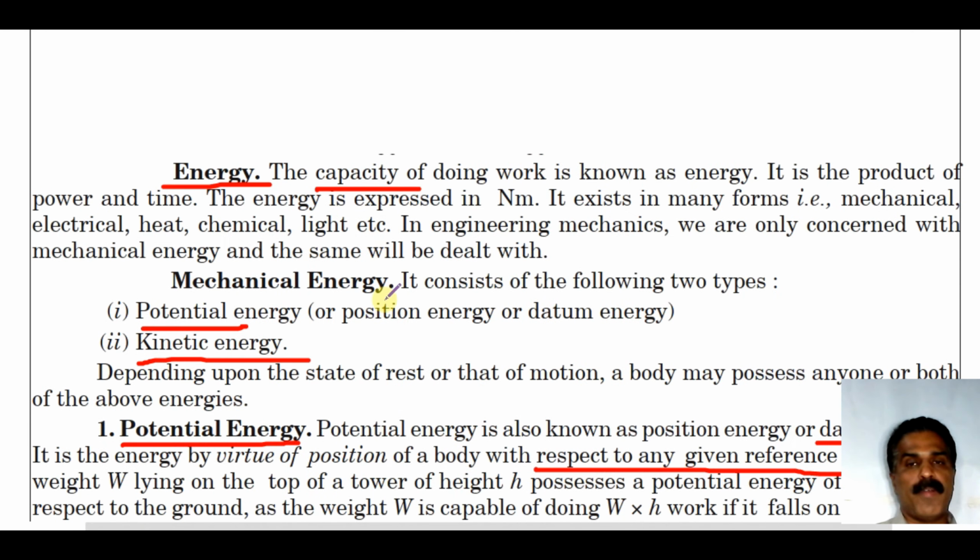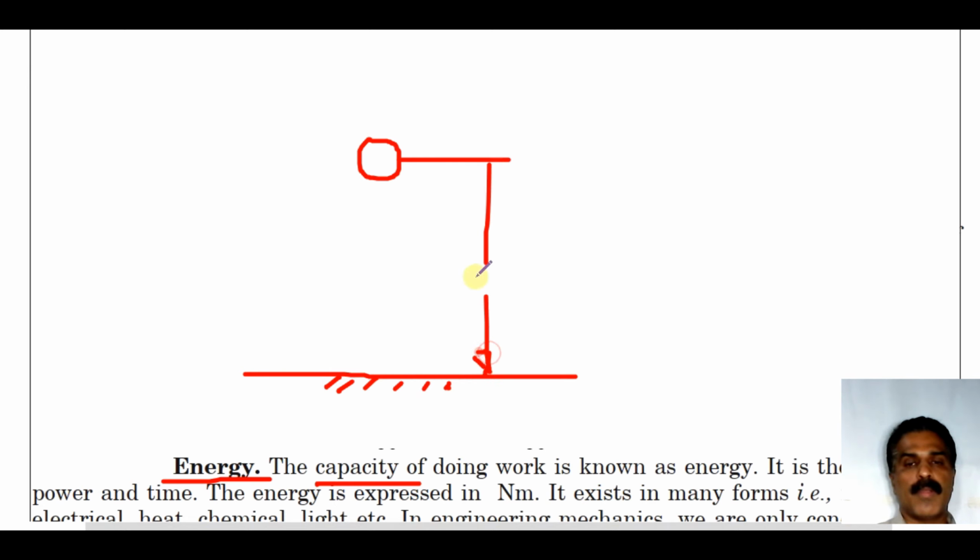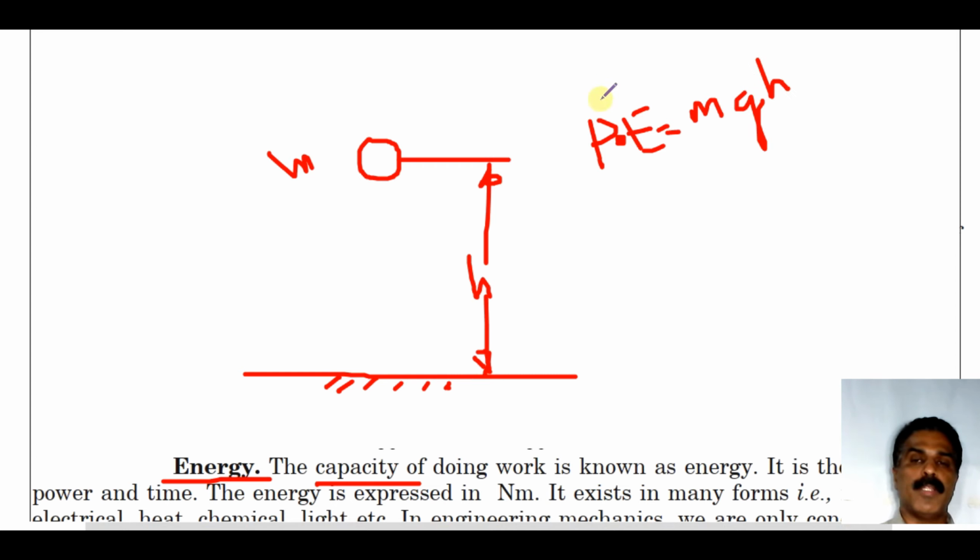So if a body is resting or held at a height of h meters from the ground, and if its mass is m, then the potential energy PE will be equal to mgh, where h is the height above the datum. This is the datum or the reference line.